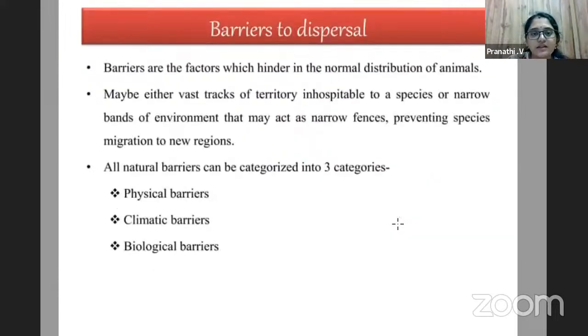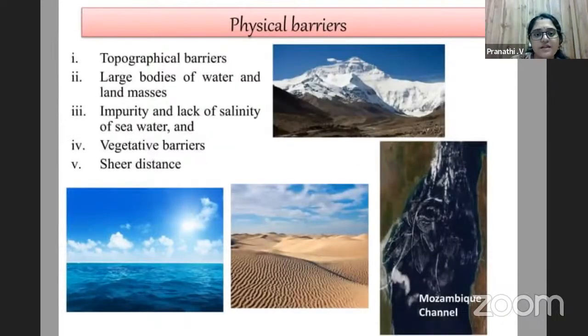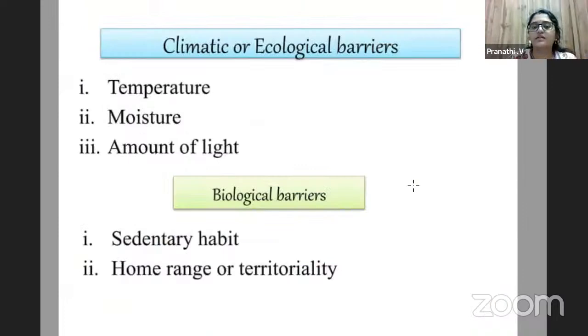Again, there were certain barriers for the dispersal to take place. These barriers are the ones wherein dispersal was made difficult because of the presence of such factors. So they are physical barriers, climatic barriers, and biological barriers. Physical barriers include topography, that is, the region and how it is present, and whether there is any kind of large water body present in the first place. And then the vegetation, if it is present, food makes a barrier.